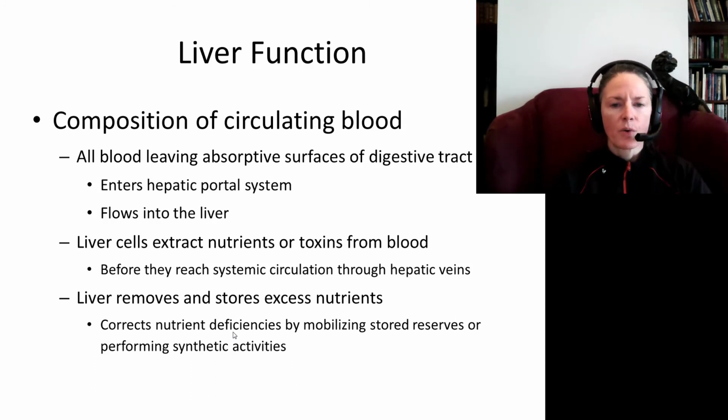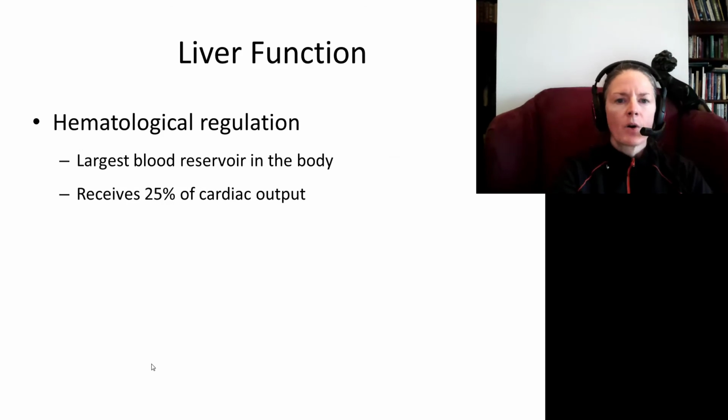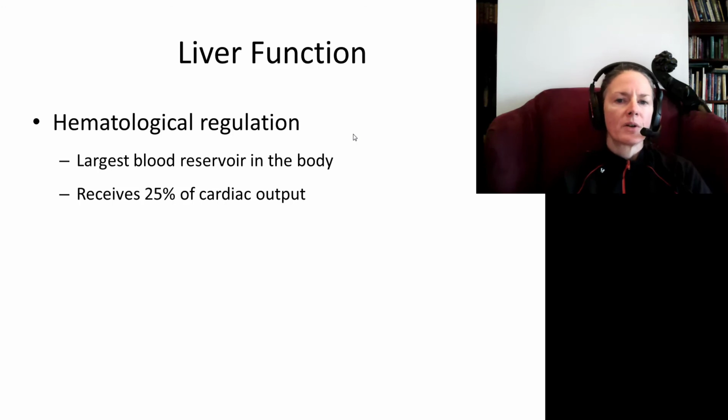So the liver is very important for deactivating toxins or storing toxins and getting rid of things that we really don't want in circulation, as well as correcting for nutritional deficiencies by mobilizing these stored reserves that it has there. And by the same token, it might be storing things that we're eating in excess. We're also going to have our hematological regulation, which is quite important. So not only does it balance our nutrients in the blood supply, but it's going to take things out of blood supply that we don't need.